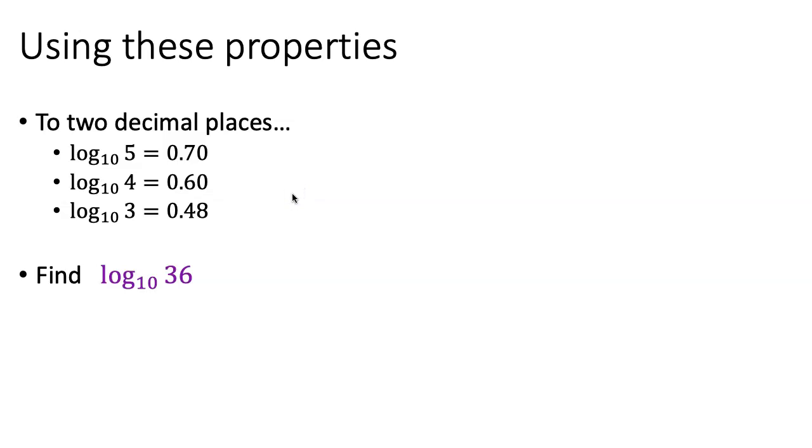I have no idea what that is. I know it's between 1 and 2 because log base 10 of 10 is 1 and log base 10 of 100 is 2 because 10 squared is 100. So I know it's between 1 and 2, but I don't really know what it is. However, I do know that I can get 36 by multiplying some of these values together. 3 times 3 times 4 is 36. So I can write this as a product.